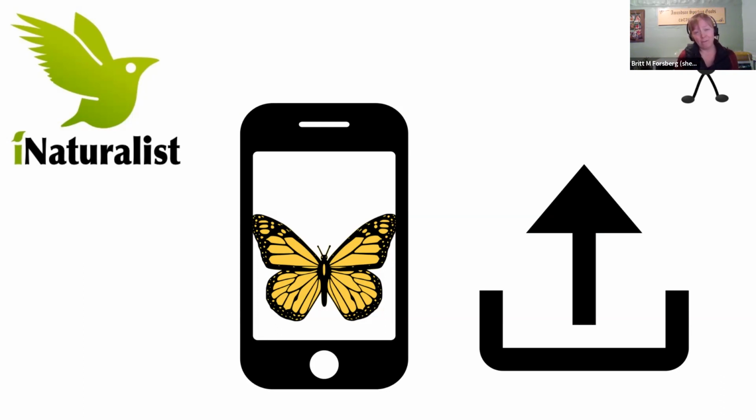Yeah, and if you don't find them, it doesn't mean that they're not there, right? It really means no one was there and had a picture that they could identify that they uploaded to iNaturalist.